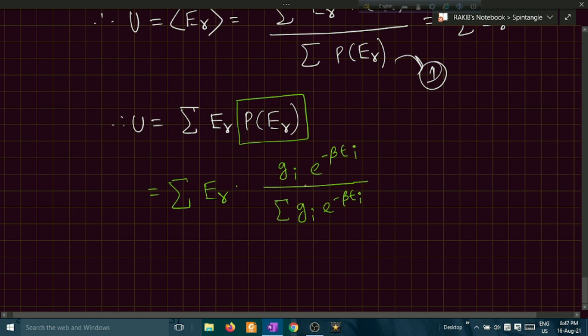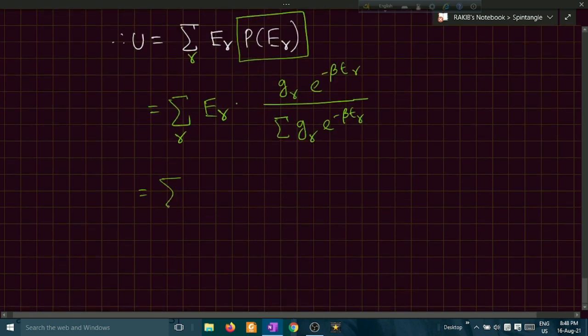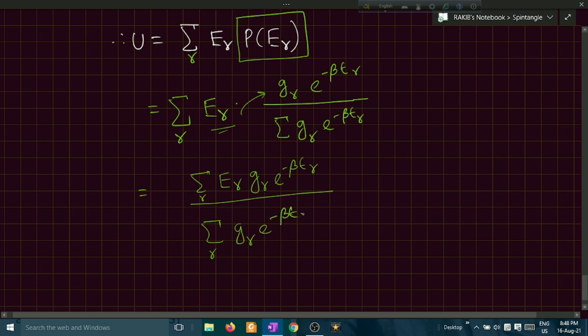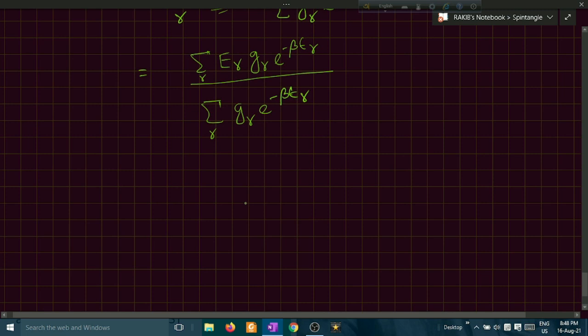Therefore you can write this with index R, the summation over R. Moving this summation to the denominator and multiplying Er with the numerator, this becomes the summation over R of Er gr e to the power minus beta Er, and in the denominator the summation over R of gr e to the power minus beta Er.